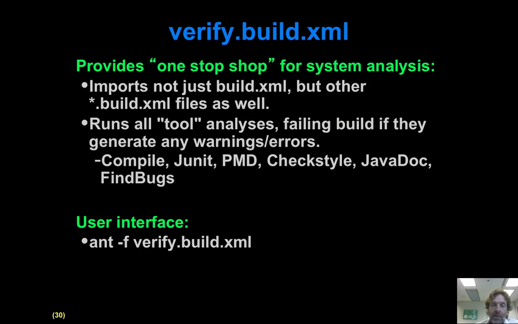So the way we fix that is we have yet another build.xml file called verify, and the idea of verify is it's a file that imports other important quality assurance tools and invokes them all in turn. So it will make sure that the system compiles, it'll make sure that it passes JUnit, make sure that PMD runs without error, Checkstyle, JavaDoc, findbugs, etc. It turns out that the verify file actually violates our nice little decoupled abstraction that I showed you previously, because it's actually got to import a bunch of these other files.